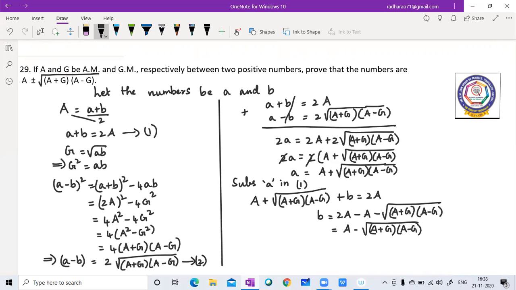So a is A plus root of (A plus G) into (A minus G), and b is A minus root of (A plus G) into (A minus G). So we have proved the numbers a and b are nothing but A plus or minus square root of (A plus G) into (A minus G). The two numbers are the same, but only the sign changes: a is plus and b is minus. That is what you are supposed to prove. So hence we proved what is to be proved. Clear?